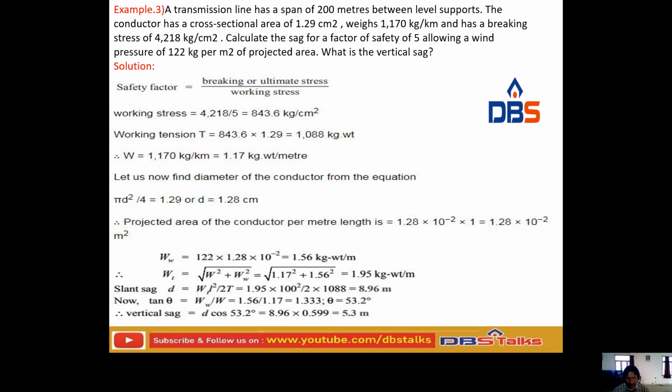that is equal to 5.3 meters, right? So like this, we have to calculate the tension, the projected area, then calculate the weight of the conductor due to wind pressure, then calculate the total weight, then calculate the sag, and then the vertical sag. So the second problem and the third problem are very, very important.